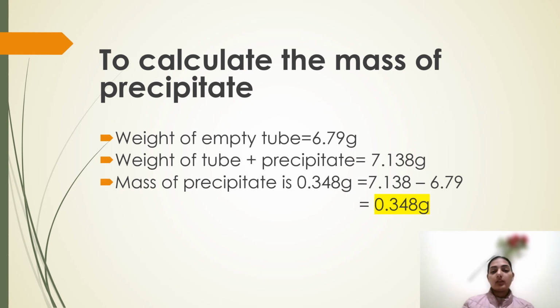In this slide, we will calculate the mass of the precipitate. First of all, the weight of the empty tube was taken, that is 6.79 gram, followed by the weight of the tube plus precipitate, that is 7.138 gram. So the mass of the precipitate is calculated as 0.348 gram.